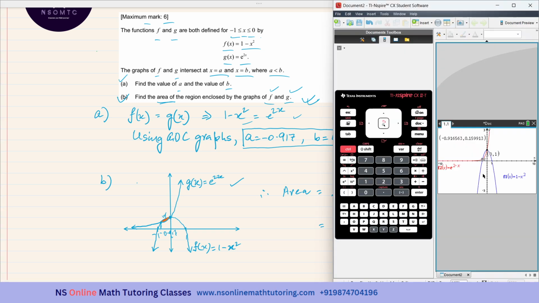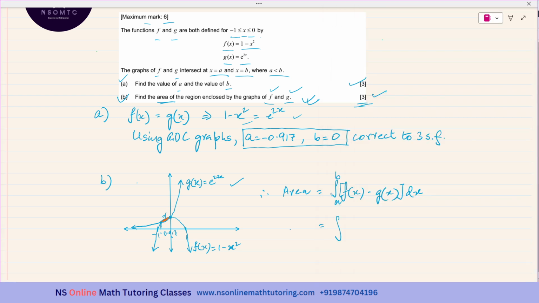I need to have more digits. So it is negative 0.91656. I am taking 91656. Negative 0.91656 to 0. And the expression for f of x is 1 minus x square minus the expression of g of x, which is e to the power of 2x, and this is getting integrated with respect to x. Now I will be using my calculator.